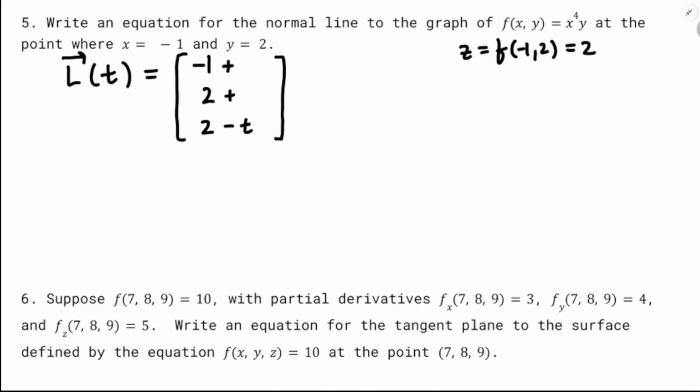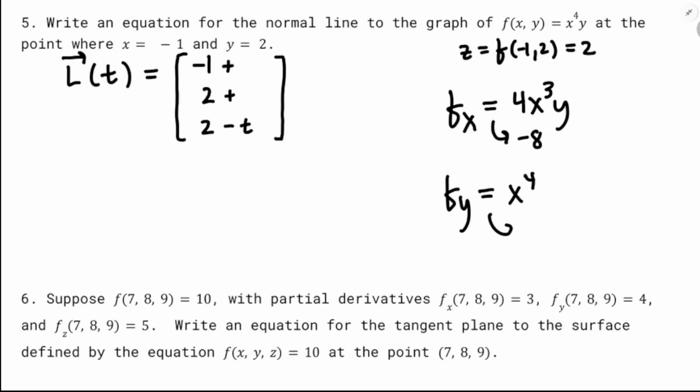All right, so over here, I need my partials. So fx is going to be 4x to the 3, y to the 1. And fy is going to be x to the 4. If I plug in x equals negative 1 and y equals 2, I'm going to get negative 8 there, and I'm going to get positive 1. All right, so fx is negative 8, so that means I'll need minus 8t here. Fy is 1, so it'll be 2 plus t. And then I've got myself an equation for a normal line.